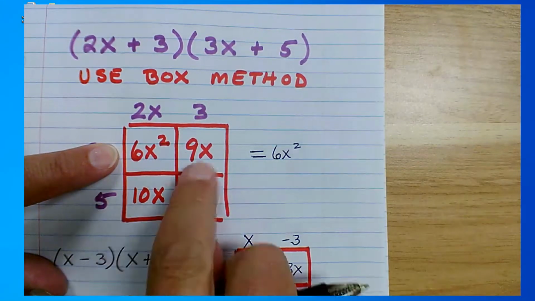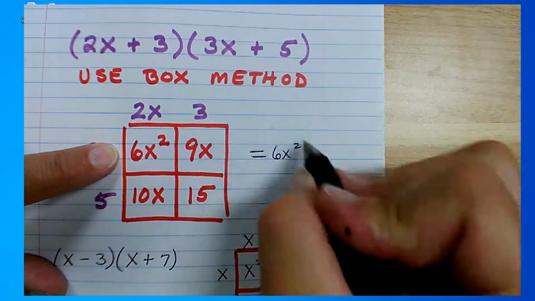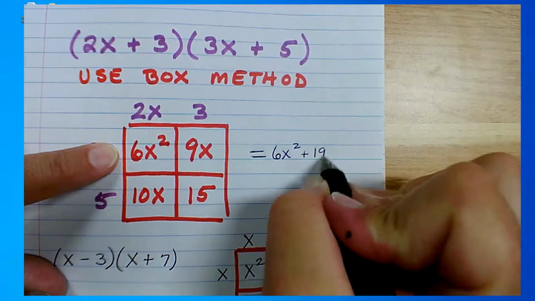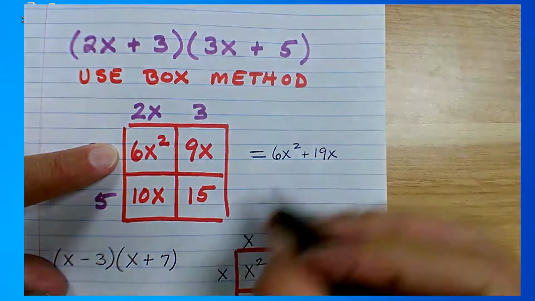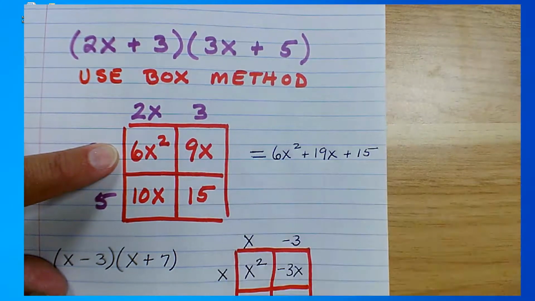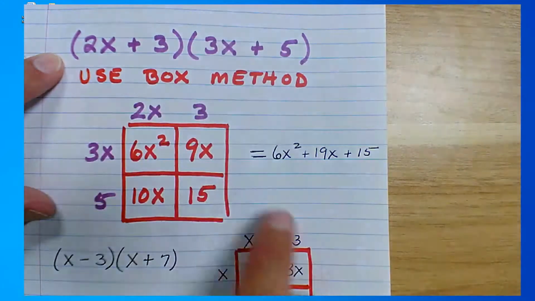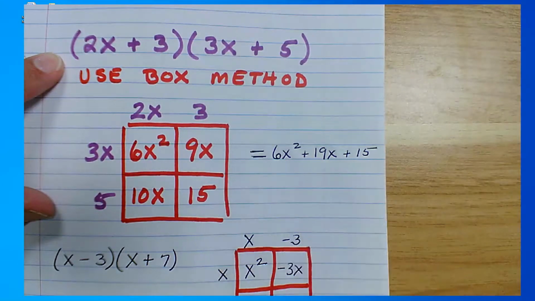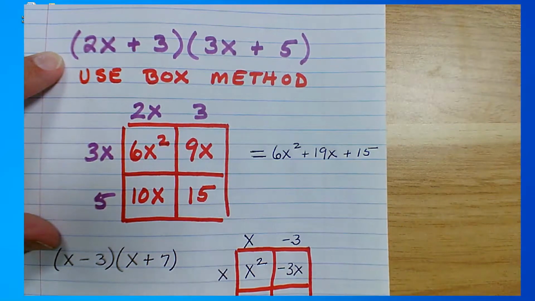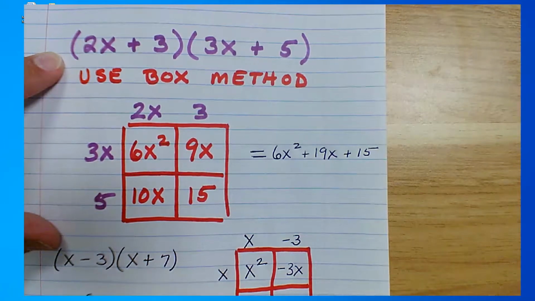I have a 10x and a 9x. These guys on the diagonal will combine to become a 19x plus 15. So we just multiplied 2x plus 3 times 3x plus 5, and this is the answer. Same thing here. The x squared, put the answer over here though. X squared is a loner and is going to be all by himself, so x squared.